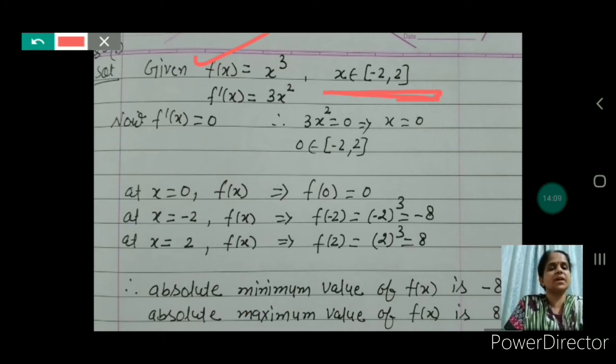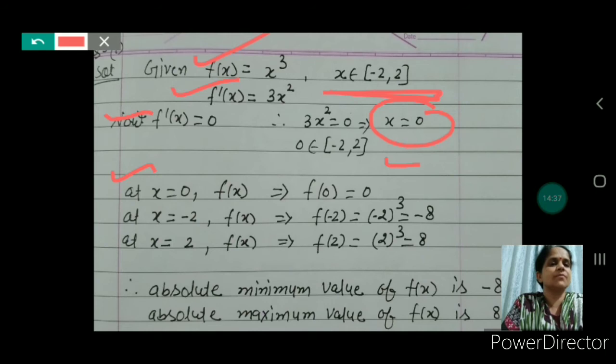Absolute minimum and absolute maximum values are possible only when a closed interval is given. Okay, now first find f dash x. It is 3x square. Now take f dash x as 0. Okay, so you will get the value of x. So here x is equal to 0. Okay, 0 belongs to this interval minus 2 to 2. And now find the value of the function at x is equal to 0.